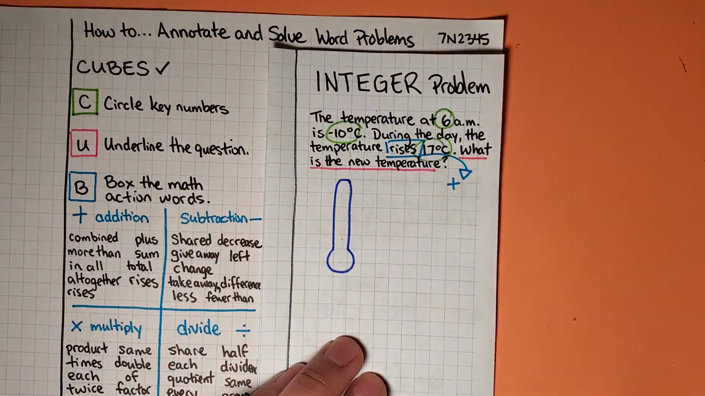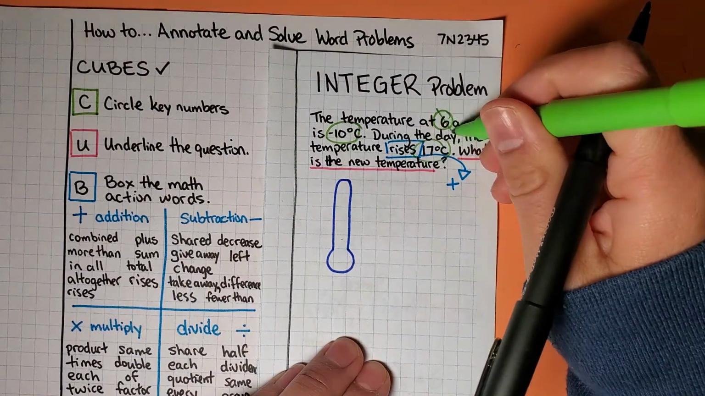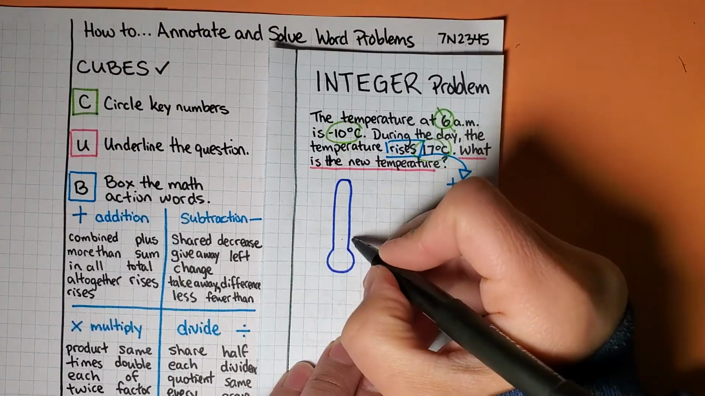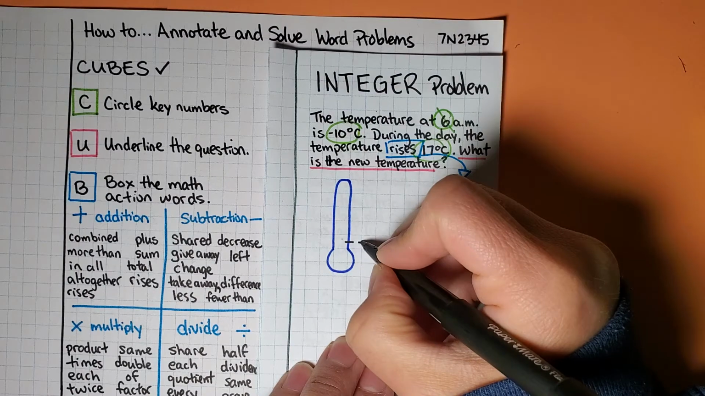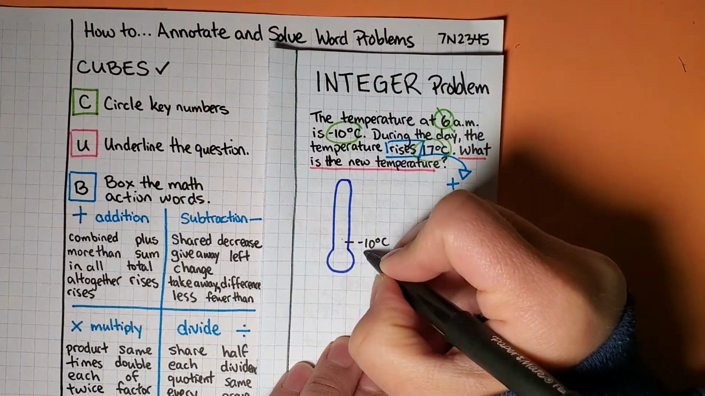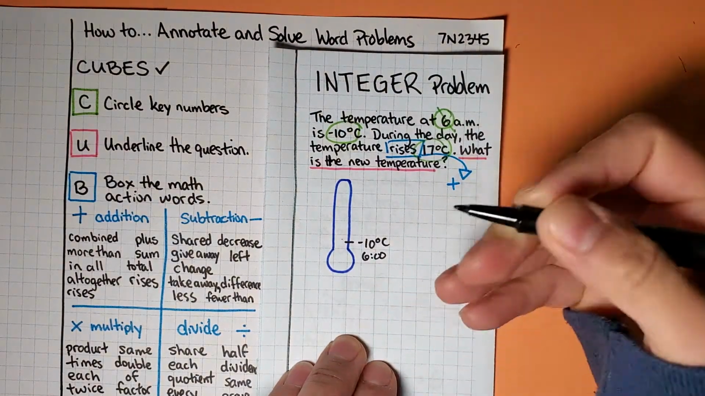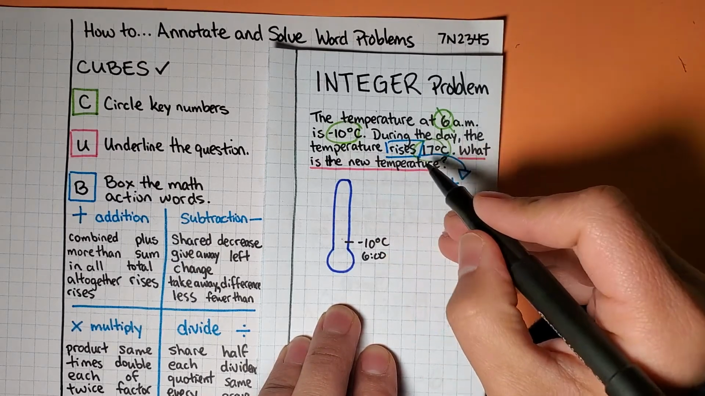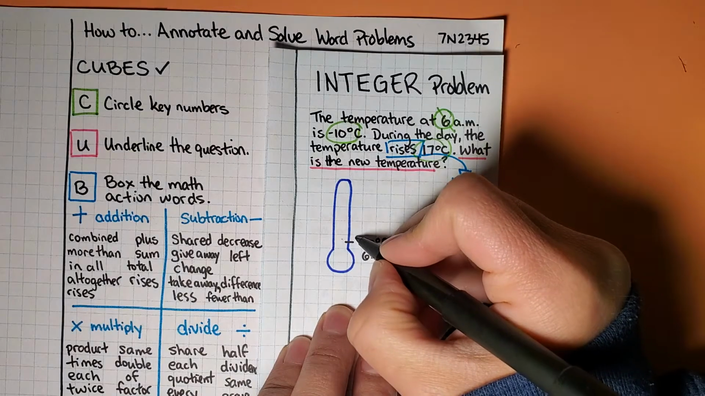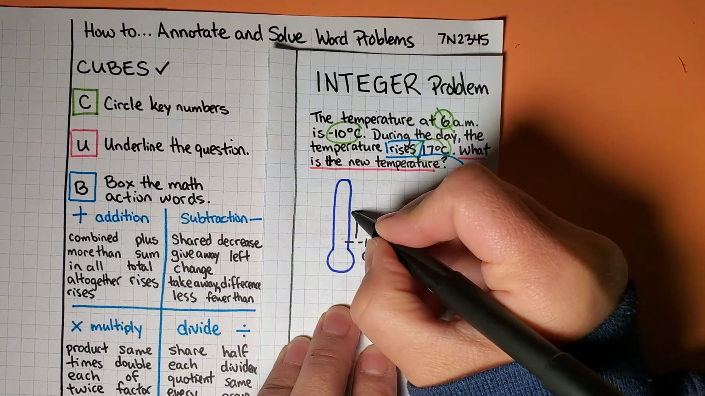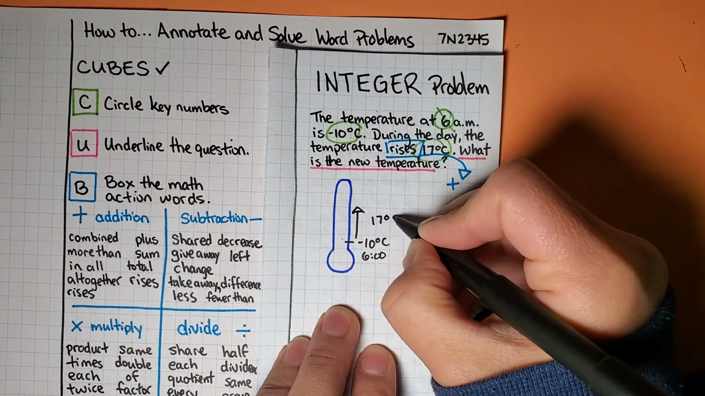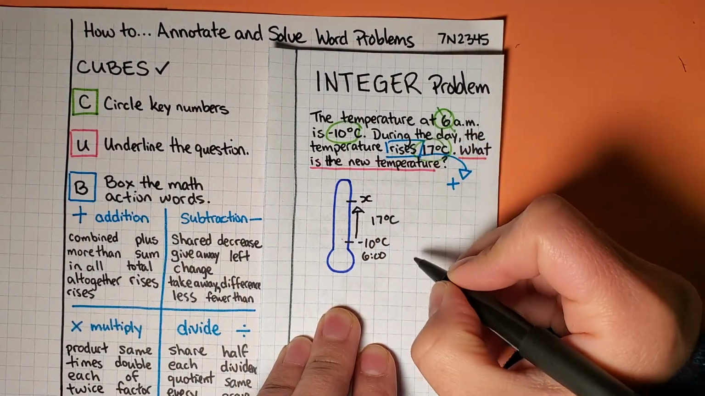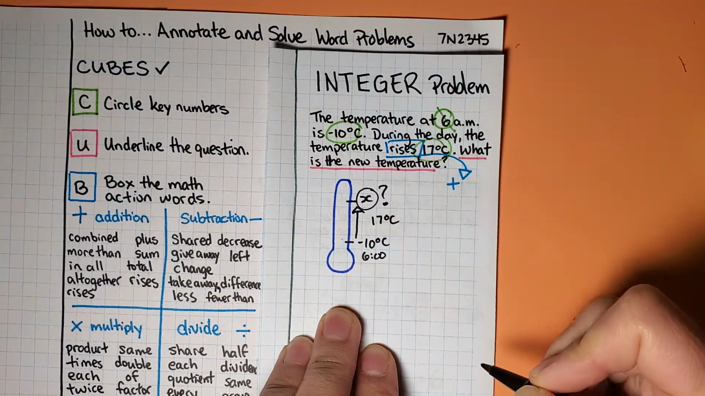Now, the 6 itself, saying that it's 6 a.m., doesn't matter that much. But what matters is that it starts at minus 10 degrees Celsius. So the time is not so important, but it started there. During the day, the temperature rises 17 degrees Celsius. So it goes up 17 degrees. When it gets here, that's what we want to find out. That's our x. That's what we're trying to figure out.